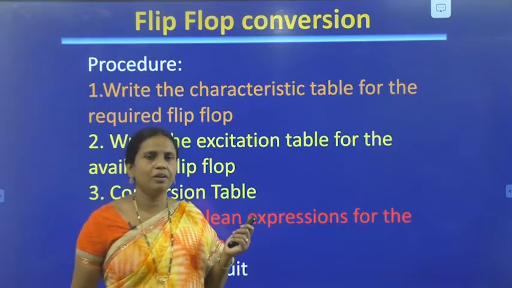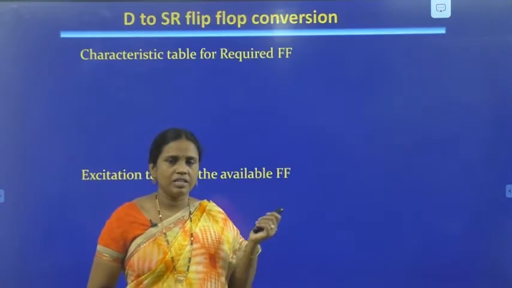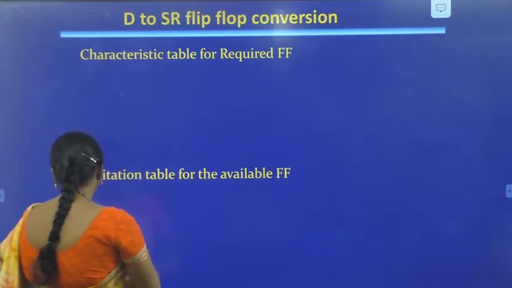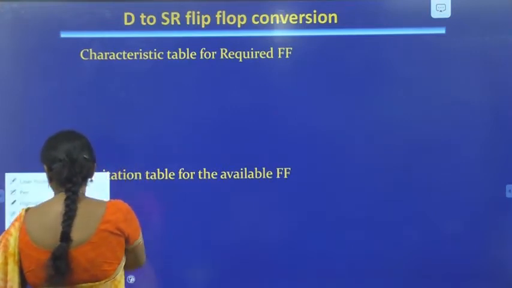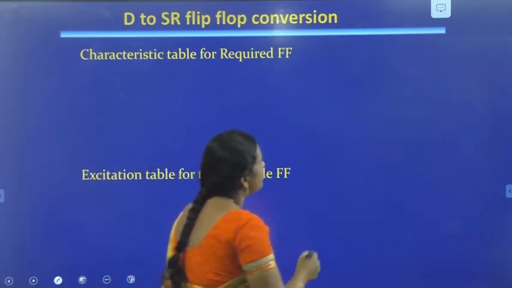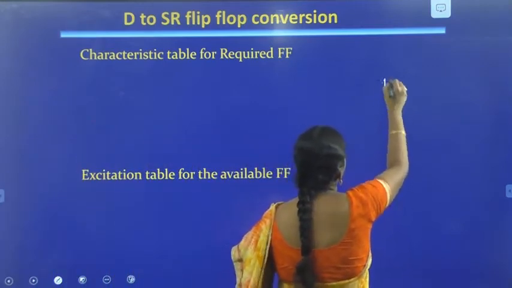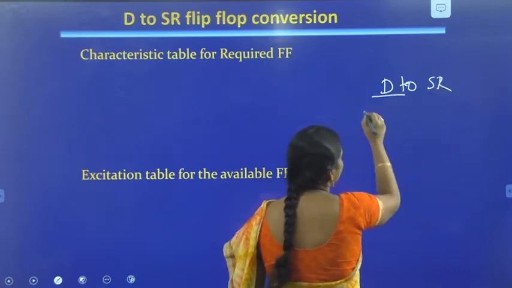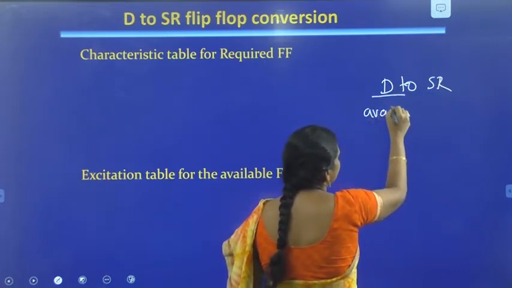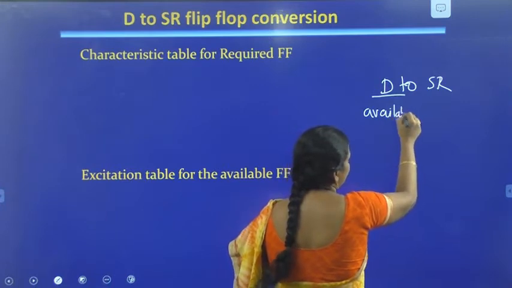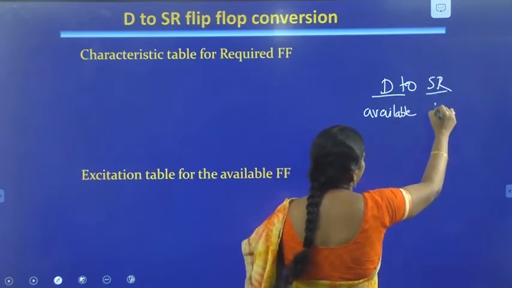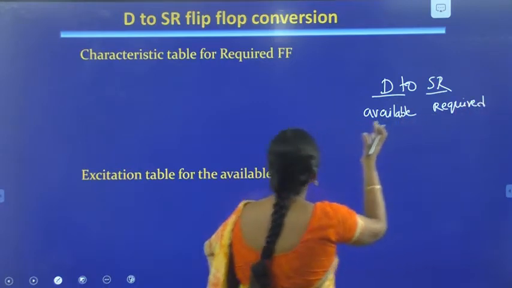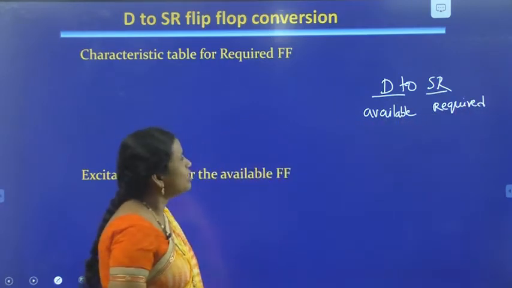After that we will write the logical circuit. First let us write the characteristic table for the required flip-flop. We will identify what is our required. The given is D to SR, so this is our available flip-flop, and this is our required flip-flop. So we will write the characteristic table for the required flip-flop.